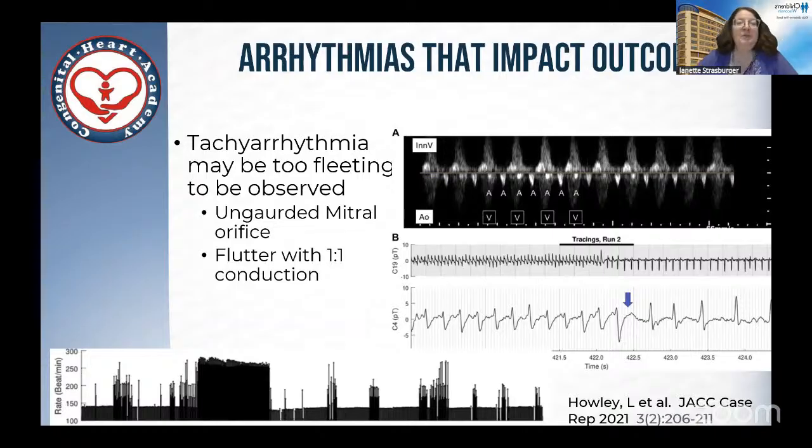So here's just one example. This happens to be from Dr. Howley's report, and it's not a patient with Ebstein's. It's a patient with an unguarded mitral orifice. But what you see in this tracing is that we were able to show that the patient had one-to-one conduction during atrial flutter here on the right-hand side. The conduction pattern changes at the point of the arrow. And if you look down at the bottom at the heart rate trend, you can see that.